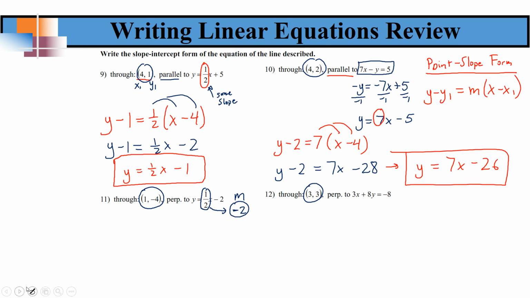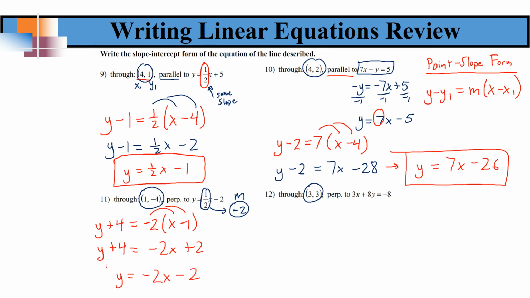Now we can go ahead and use point slope form. Let's go ahead and do it. Y minus y1, that's y minus -4, so y plus 4. That equals our new slope, which is -2, parentheses x minus 1. Now we'll go ahead and distribute into the parentheses. We get y plus 4 equals -2x plus 2. And then we need to subtract 4 from both sides. We get y equals -2x minus 2 when we subtract that 4. And there is our equation that is perpendicular to the given line but passes through the point 1, -4.